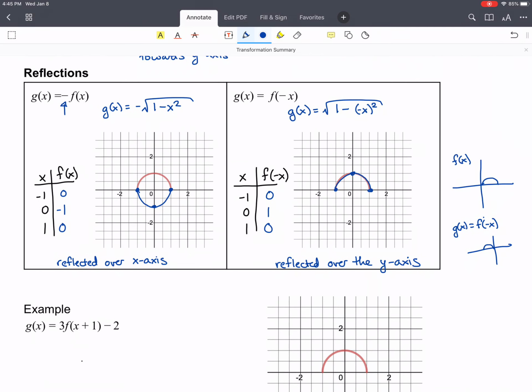And so those are our two reflections. Once again, you can see that this reflection affects the outputs, so it's a vertical transformation. This reflection affects the inputs, so it's a horizontal transformation. And you can kind of see or think of those reflections as vertical and horizontal.